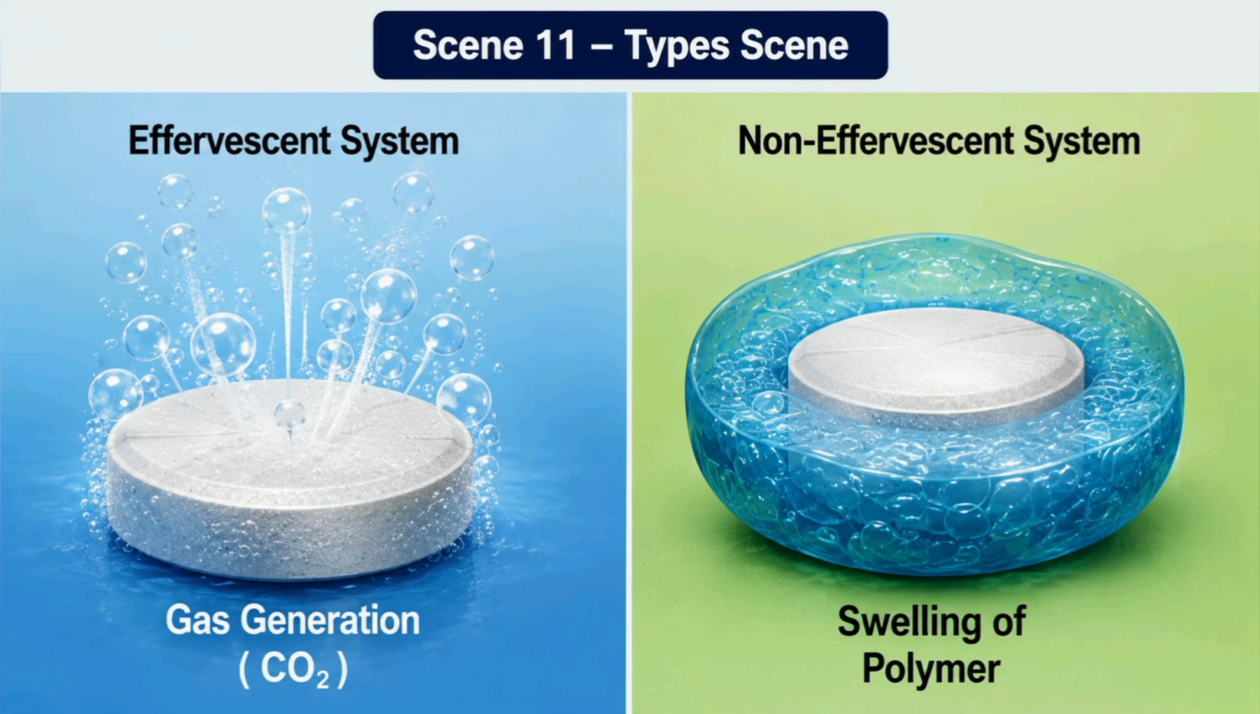Here floating may depend mainly on the polymer swelling, gel formation and low density characteristics rather than intentional gas generation. Okay, think of a sponge. A sponge can swell and maintain a porous structure. So students, I will ask you, which system involves gas generation? Effervescent system. Which system mainly uses swelling or gel forming properties? That is non-effervescent system. Perfect, no?